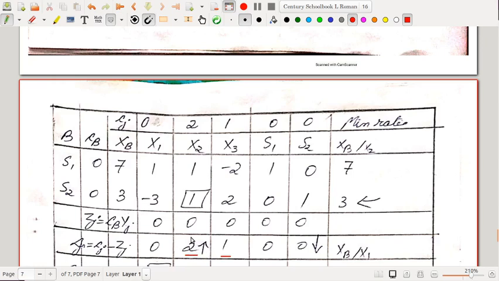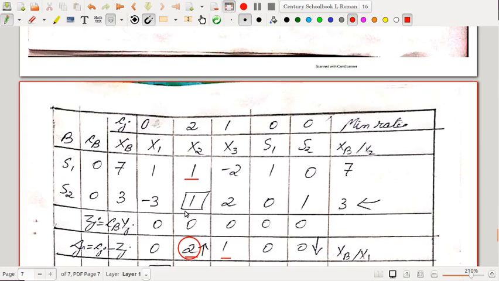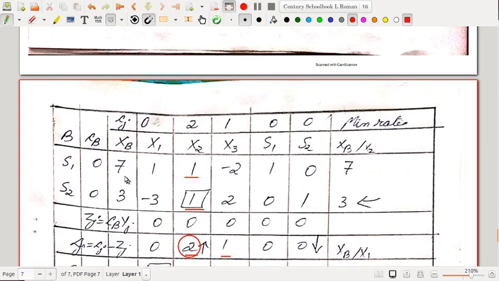Okay, so as you can see, this 2 is the maximum possible delta j, and the corresponding vector, that is x2, is the incoming vector. So we will find out the ratio of xb divided by x2 because it's the incoming vector now, provided these entries are all positive. So here both are positive, that's not a problem. So 7 divided by 1, this is 7. 3 divided by 1.